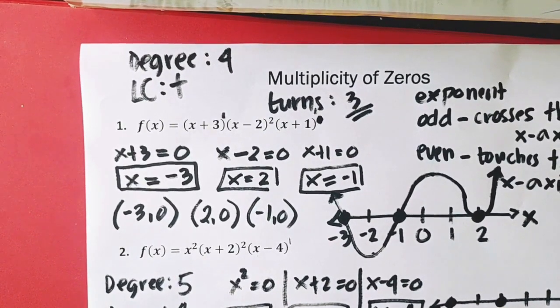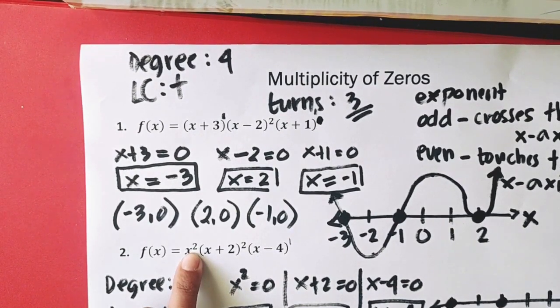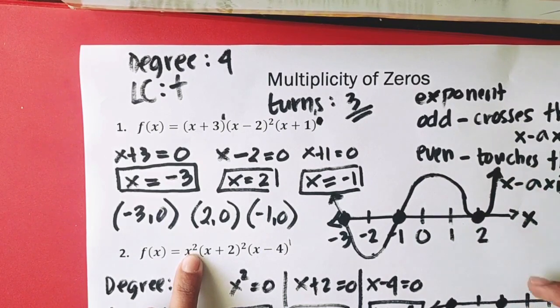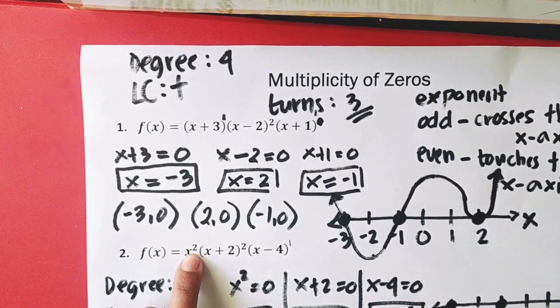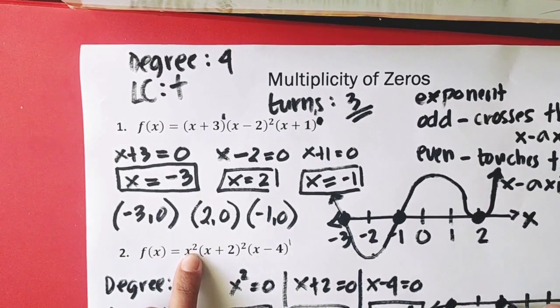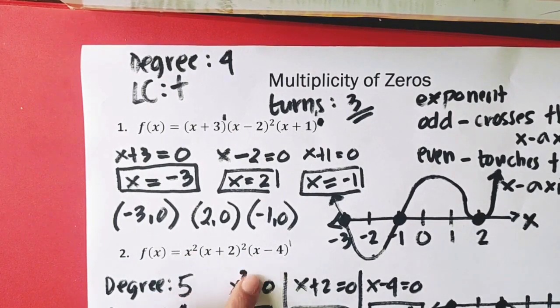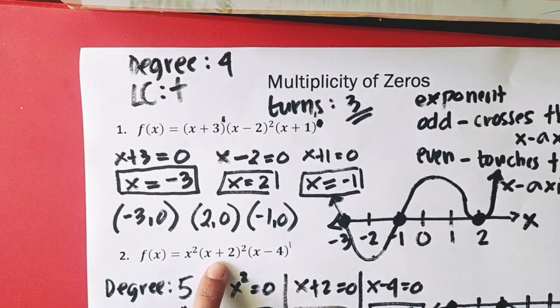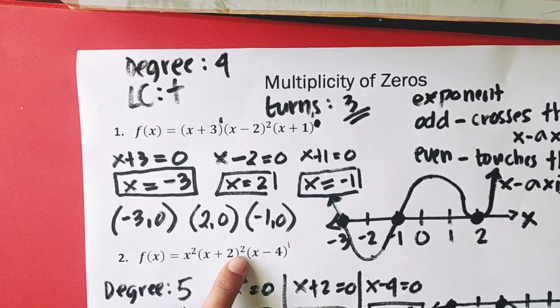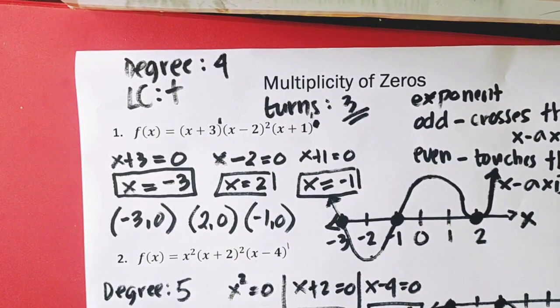What is the exponent of 0? 2. That is even. It touches the x-axis. So here is 0, 0. So touch. It will not cross because the exponent is 2. So touch the x-axis. Then here, negative 2. What is the exponent of negative 2? That is still 2. It is even. It will touch the x-axis. So turn. Then turn. So let's check. This is what the graph looks like, where there will be 4 turns. 1, 2, 3, 4.